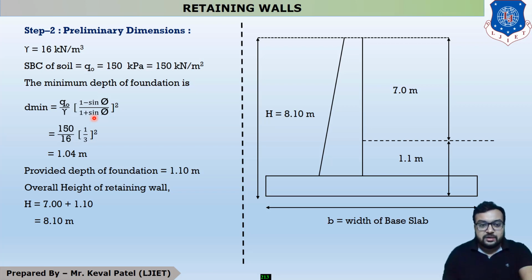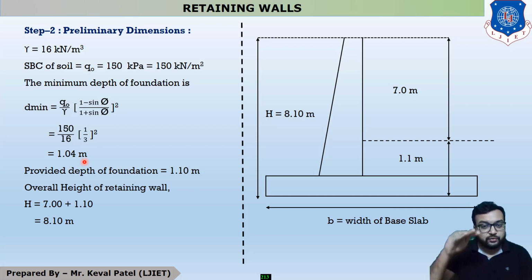Okay. So students, what is the value of Q0? The value of Q0 is 150. The value of gamma is 16. And what is the value of Ka? The value of Ka is 1 by 3. So after putting all these values, we will get our answer 1.04 meter. Now, in your book, you can see that your value is 1.04 meter. It means the minimum depth of foundation you have to provide is 1.04.